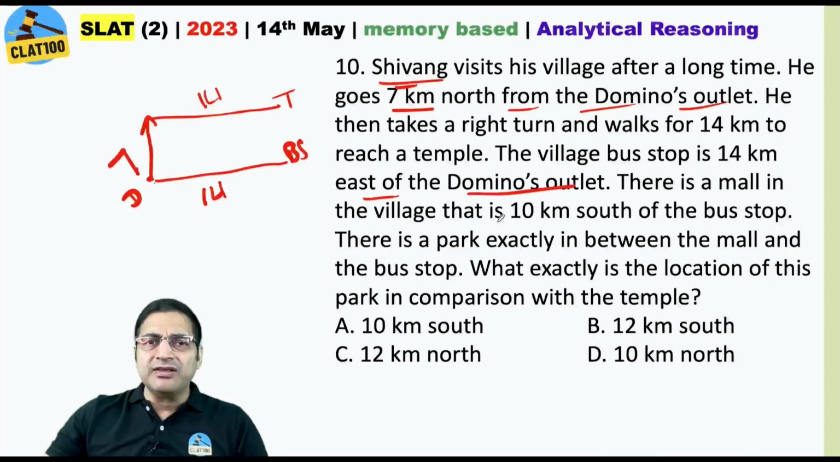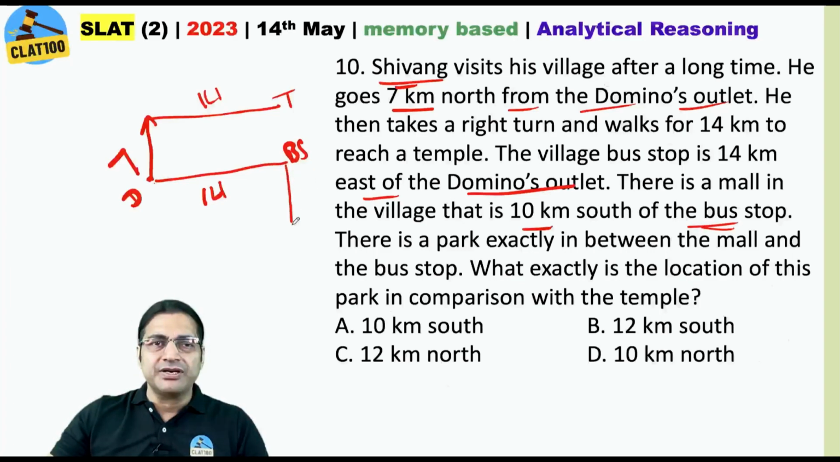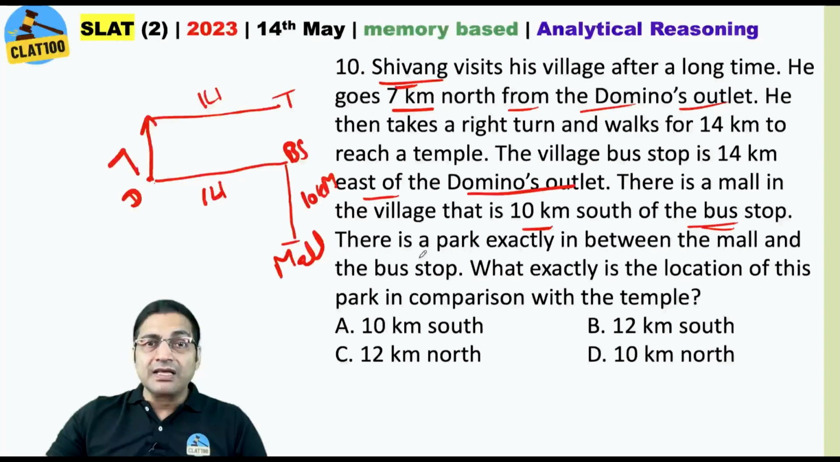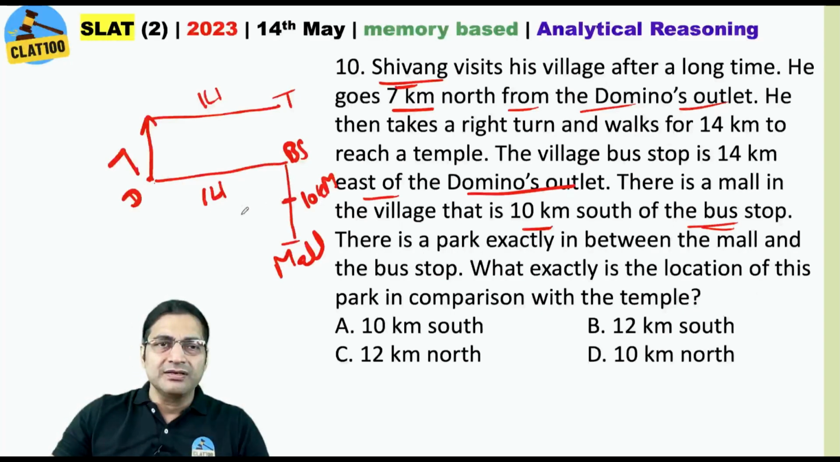There is a mall in the village that is 10 kilometers south of the bus stop. Wow, what a village. 10 kilometers south, there's a mall. Alright, this is 10 kilometers. There's a park exactly in between the mall and the bus stop. Okay, so here is the park. Exactly in between, right? So this must be 5.